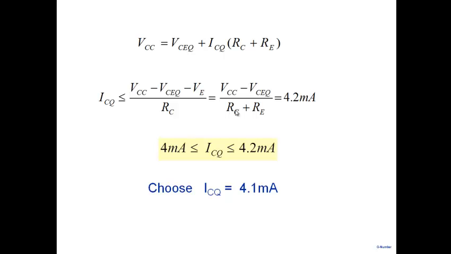A lot of variation in RC, in RE, in R1, in R2. And then what will happen? All that will translate into variations in ICQ. And therefore, what this is telling you is that my design margin is very narrow. To satisfy the specs, I have to be in between this range, and so my margin of error is very, very small here. Okay, so anyway, let's take ICQ equal to 4.1 milliampere here.